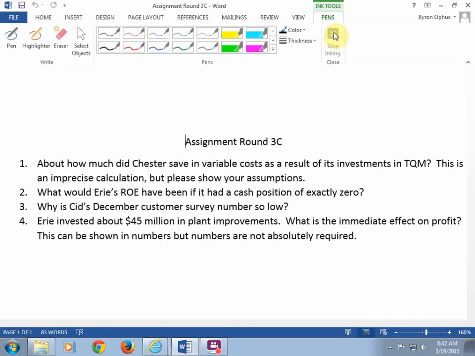So, okay. Now, question 2: what would Erie's ROE have been if it had a cash position of exactly zero? So Erie had quite a bit of cash. I think 20 million, something like that. Let's say they paid all that cash out in a dividend. That would be a good example of what they could have done with the cash.